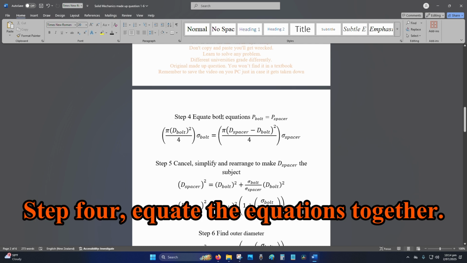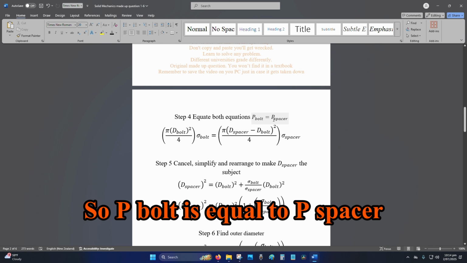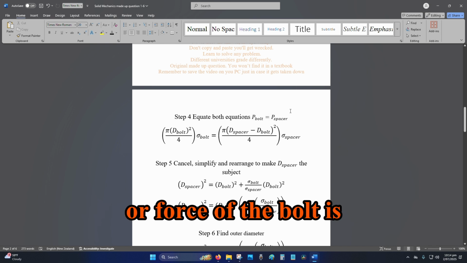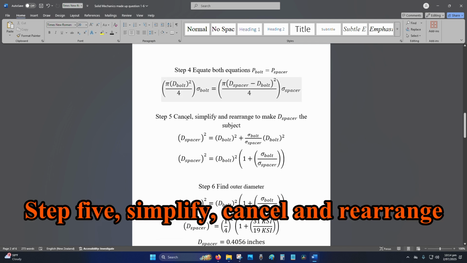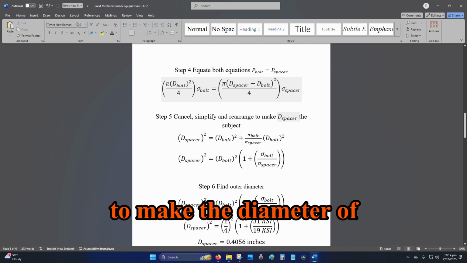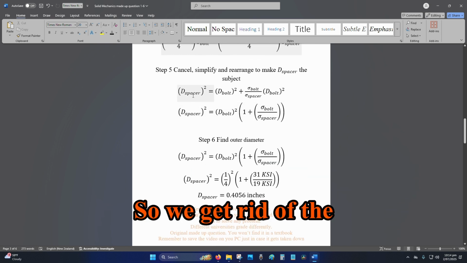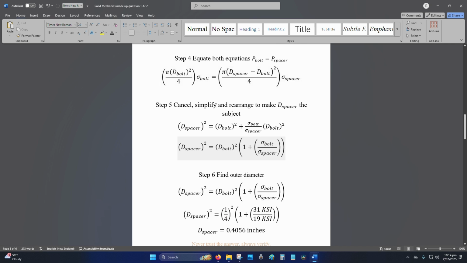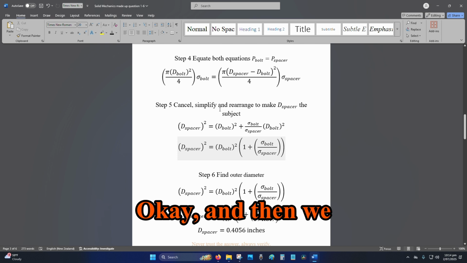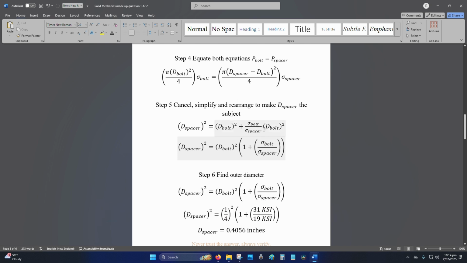Step 4, equate the equations together. So P bolt is equal to P spacer, or force of the bolt is equal to force of the spacer. Step 5, simplify, cancel, and rearrange to make the diameter of the spacer the subject. So we get rid of the pi and divide by 4. Okay, and then we bring things on each side.